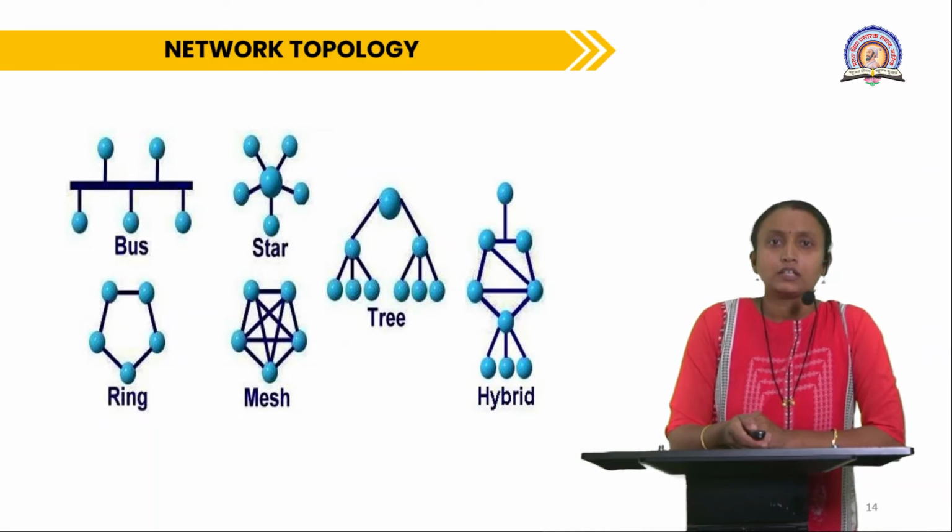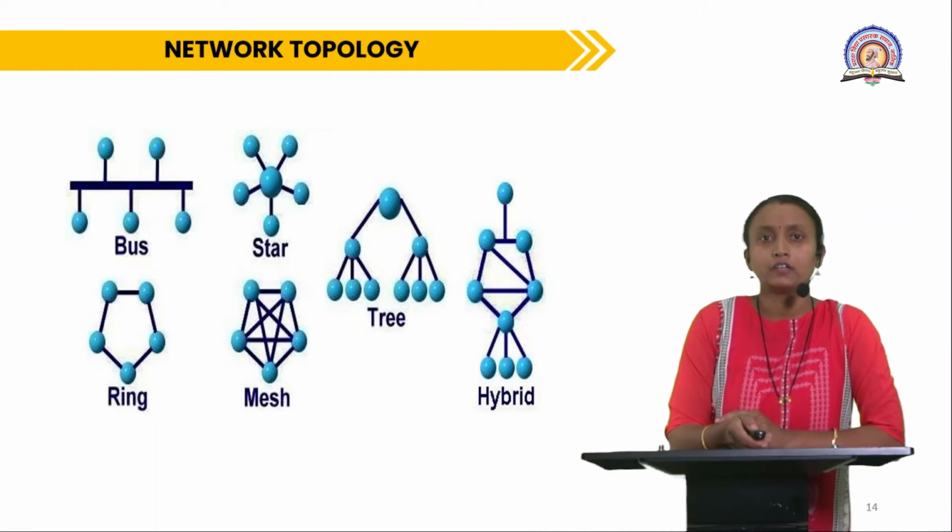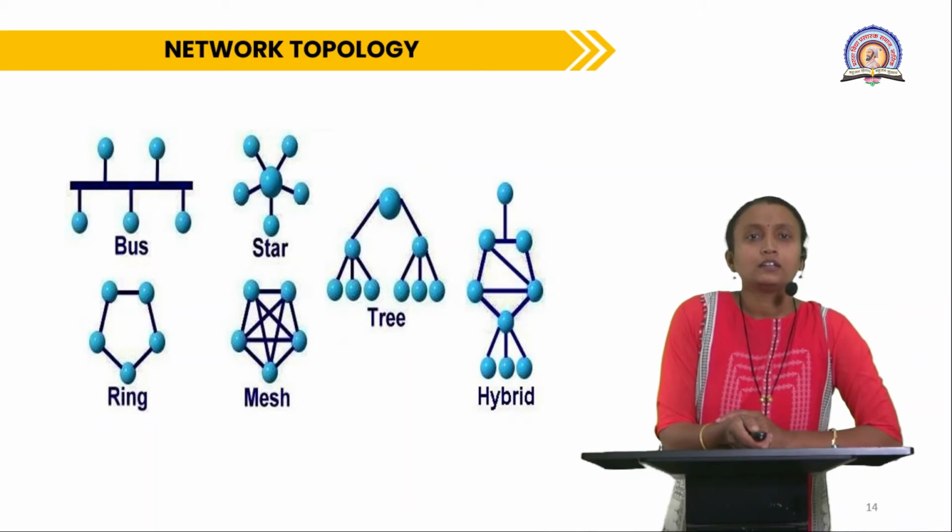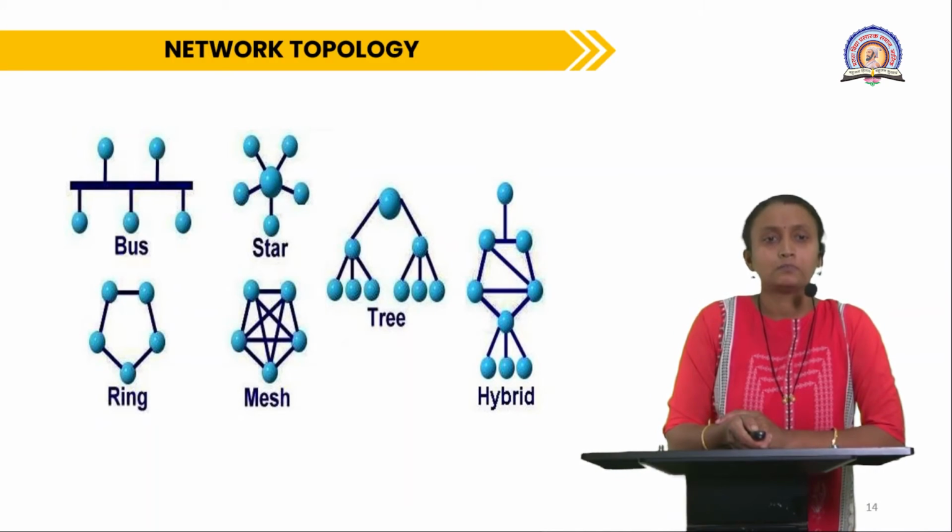After discussing the transmission media, we will see the network topology. Topology means how the different devices on a network can be connected with each other to create a particular structure. There are different ways in which all the network devices can be connected with each other. Depending on that, there are some types of topology like bus topology, star topology, ring topology, mesh topology, tree topology, and hybrid topology. We'll see all these one by one.